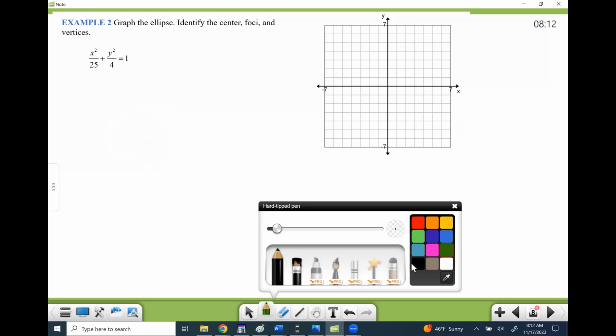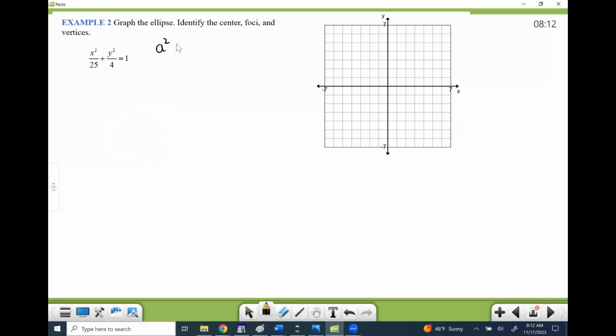All right, so let's start off by finding A squared. Now, A squared is always going to be the bigger number of the two. So we might want to note that A squared is always the bigger number. This is only for ellipses, though. So that means that A squared is going to be the 25, and that B squared is going to be the 4. A squared isn't always in this position. It's going to be the bigger number.